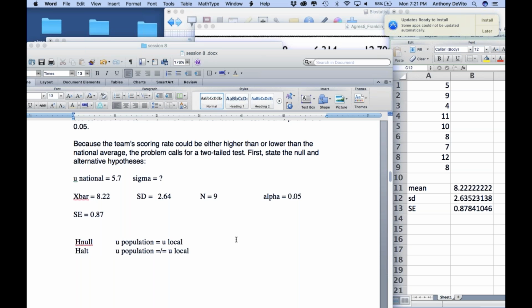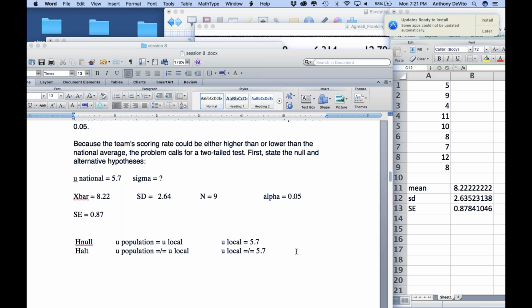Okay, again, another way I could have phrased this was that mu local is equal to, since it's a set value that I'm comparing it to, 5.7. Or mu local is not equal to 5.7. Because we already mentioned here that mu, the national team, is equal to 5.7. For all the players on national, it's 5.7.